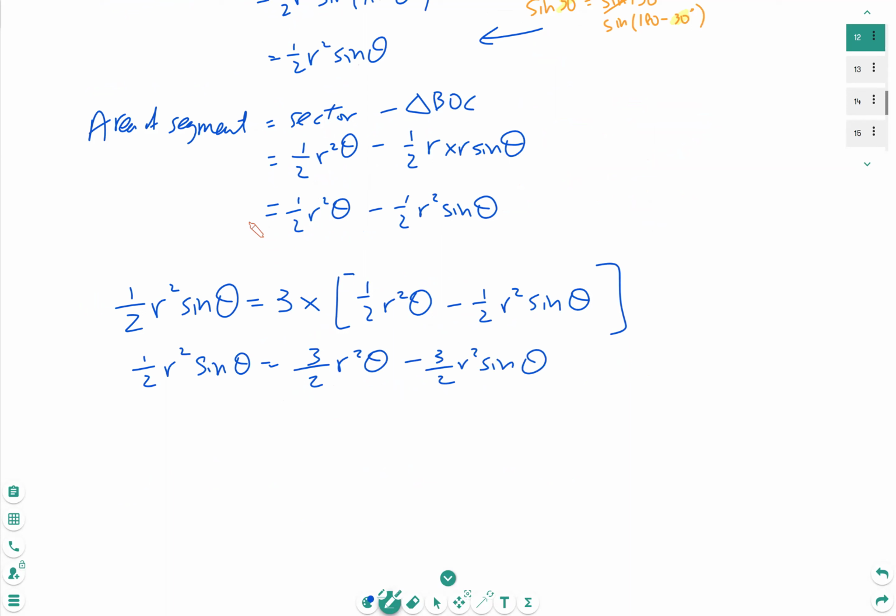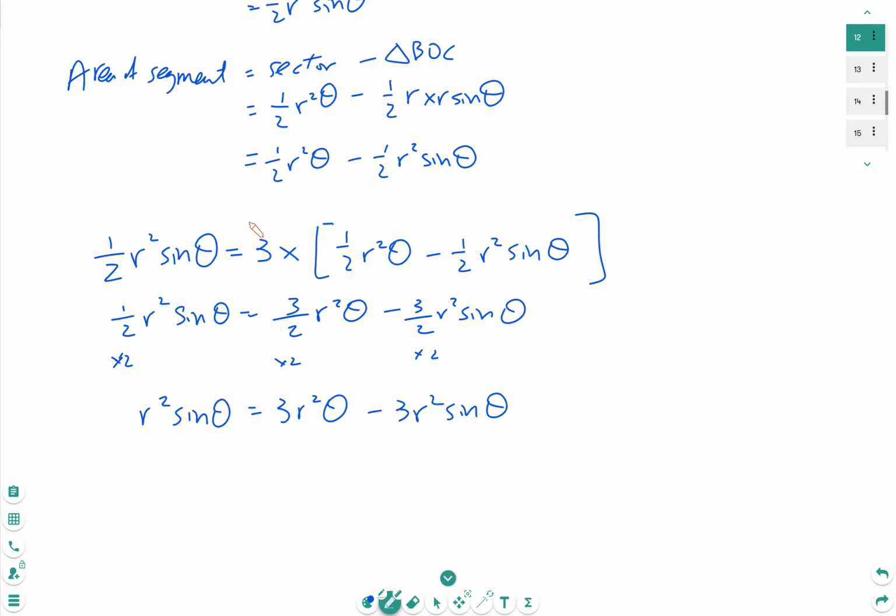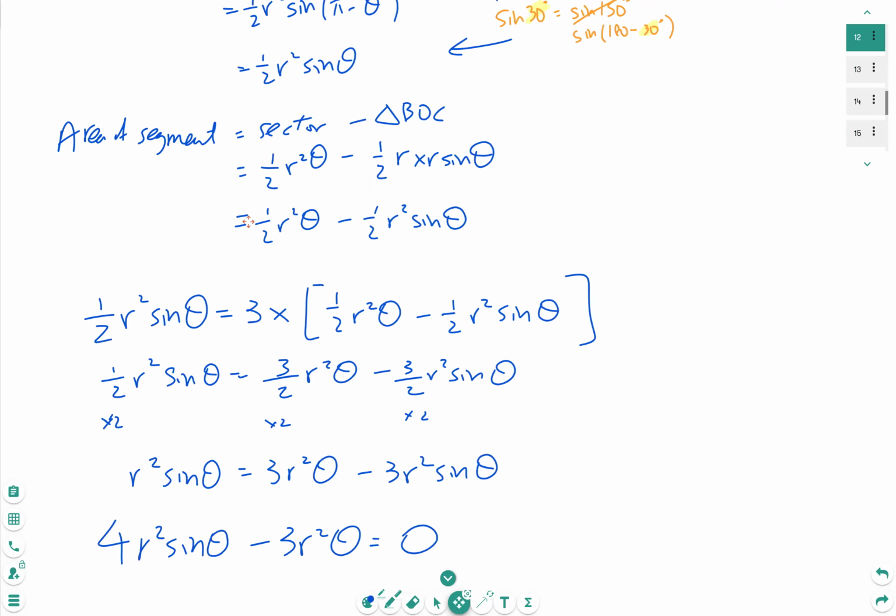I don't like the over 2. Can you see all the terms have denominator 2. So what if I multiply every term by 2? Then it will go away. So r squared sine theta equals 3r squared theta minus 3r squared sine theta. The question wants me to bring everything to one side, make it equal 0 on the other side. So I will do that. Let me bring everything to the left hand side. So minus 3r squared sine theta to the left hand side becomes a plus. 1 plus 3 is 4. And bring this over, minus 4r squared sine theta minus 3r squared theta equals 0.